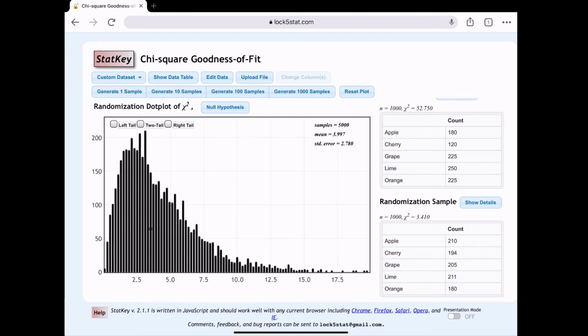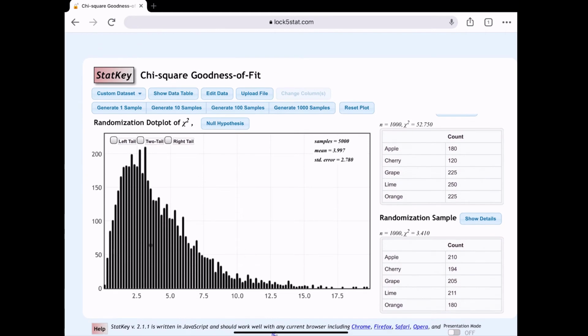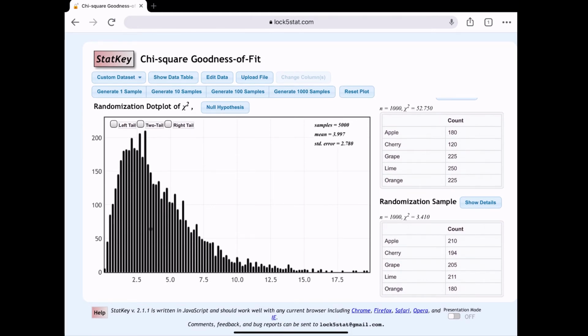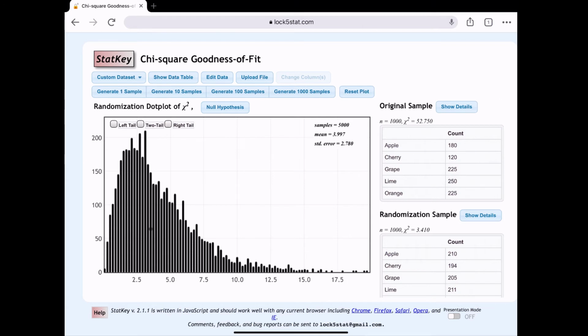All right, so now we do what we did before. We look at the values on the horizontal axis and we see that our value of 52.75 is nowhere to be found here. It's not even close, which means with 5,000 chi-square statistics, we did not observe a statistic even close to the one we found. So we make the conclusion that it is extremely unlikely that we would observe a statistic as extreme as 52.75, assuming our null hypothesis is true. In other words, that all the proportions are the same. All right, so this looks like very, very strong evidence that these proportions are not equal.